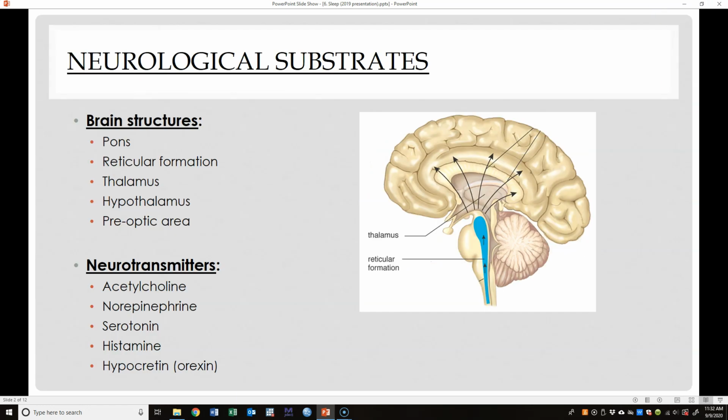Going back to our previous slide on brain structures, I wanted to do a quick overview on some of the neurological structures that are involved in regulating and maintaining sleep. Basic structures, and we touched on this in the last lecture: the pons in the hindbrain, the reticular formation in the midbrain, and then the thalamus, hypothalamus, and preoptic areas of your forebrain. So we've got structures involved in sleep that are spread out all over your brain.